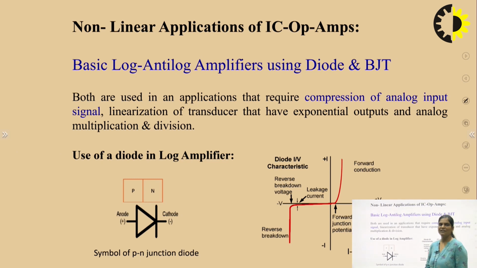Now, when we start with the basic log amplifier using diode and BJT, first you should know the use of diode in a logarithmic amplifier. As you all know, this is the symbol of diode, in which this one is the positive terminal and this one is the negative terminal. Its VI characteristics are, here forward biasing and here reverse biasing. So this is the voltage-current characteristic of diode. We have to use this diode when designing a circuit for a logarithmic amplifier.